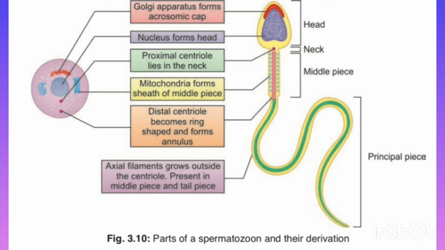convert into a sperm. The picture on the left is a cross-section of the spermatid showing the Golgi apparatus on the top marked in red color, the nucleus, the mitochondria and the centrioles, which will correspond to various structures in the sperm, which is shown in the diagram. The nucleus condenses and forms the head, whereas the Golgi apparatus moves to the top portion covering 2/3 of the nucleus. Now it is called the acrosomic cap.